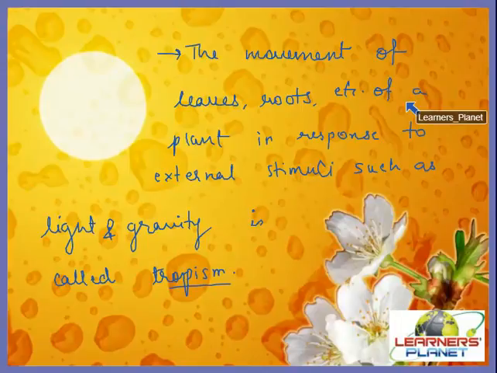Always remember. Now here you can see a beautiful picture of a plant which has leaves and flowers, and here is the sun. The movement of leaves or roots, etc. of a plant in response to external stimuli such as light from the sun and gravity is called tropism, because the plant is bending towards light. So this is called tropism. The shoot of a plant grows towards light and the root grows towards gravity.